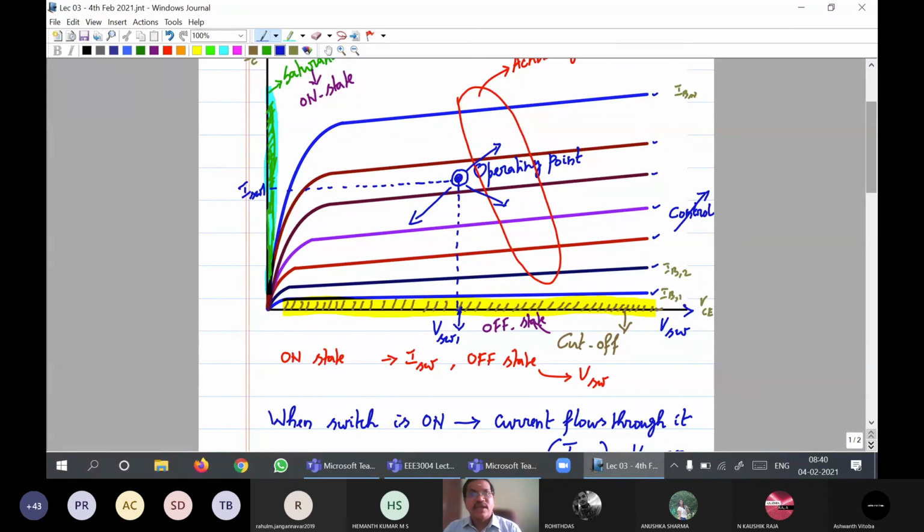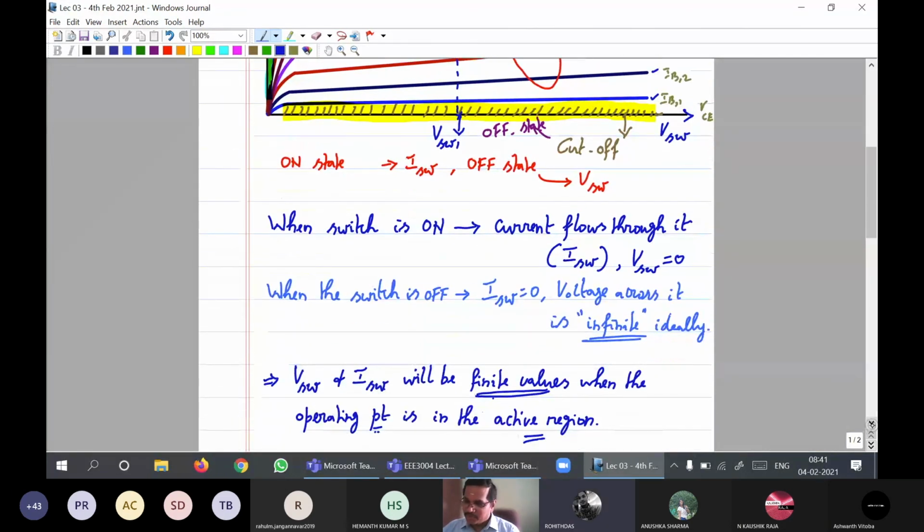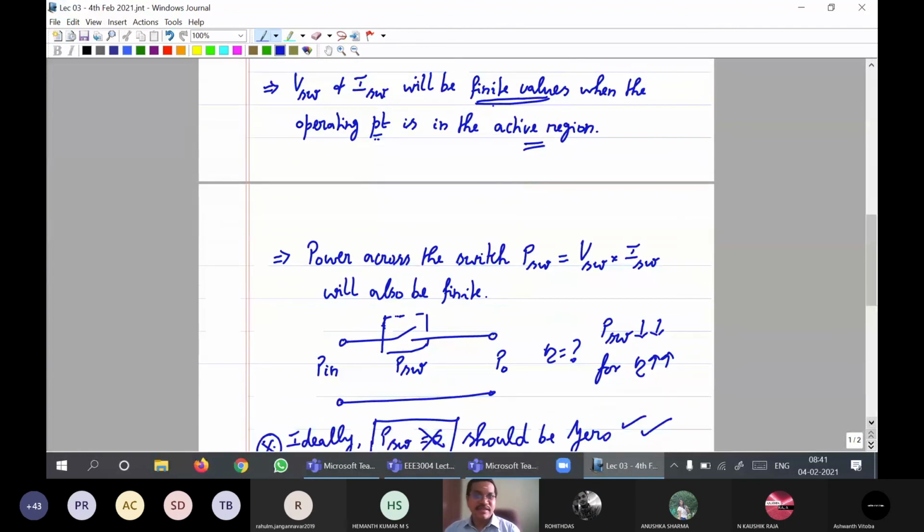I'll repeat for the benefit of others. If power dissipated across the switch needs to be 0, the user must operate the switch either in cutoff or in saturation. Cutoff refers to off state, saturation refers to on state. That's all. So in power electronics, active region is dash. Please fill up that blank. In power electronics, active region is dash. Useless. Not used, avoided, not preferred, should be avoided. These are the phrases, terms that should fill that blank.